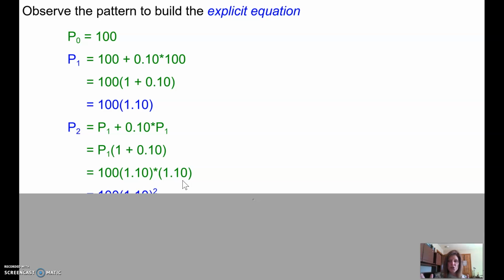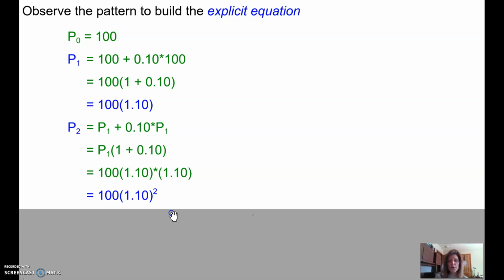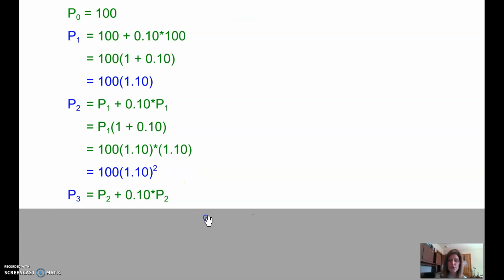Well, if you have two factors that are the same multiplied together, the more efficient way to write that is squared. So P sub 2, it turns out, is the 100 times the 1.10 squared. Okay, so that exponent matches this. Up here I have an exponent of 1, matches the subscript over here. Let's see if the pattern holds for P sub 3.